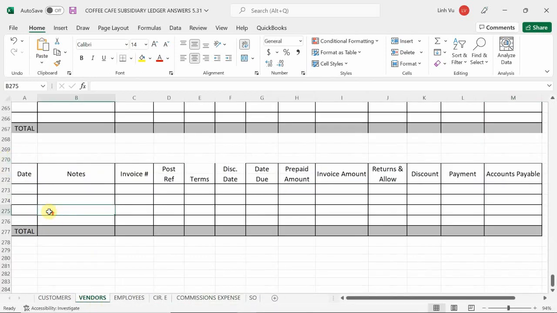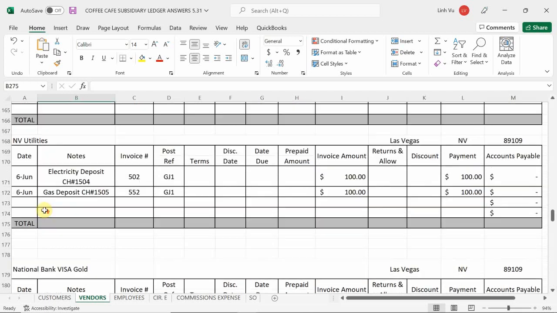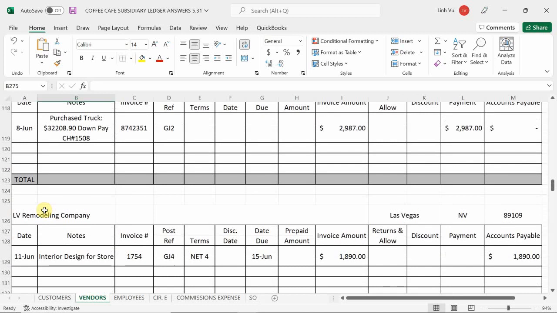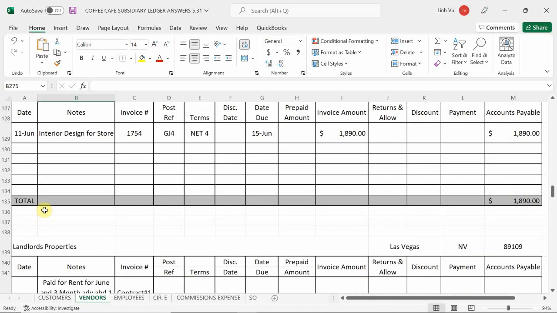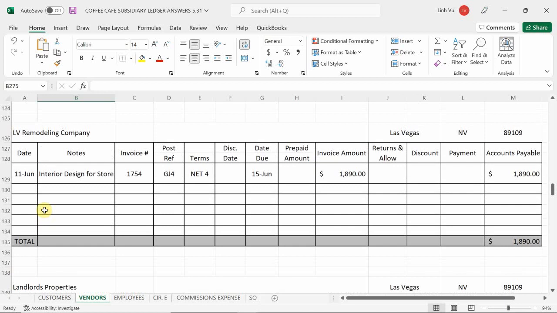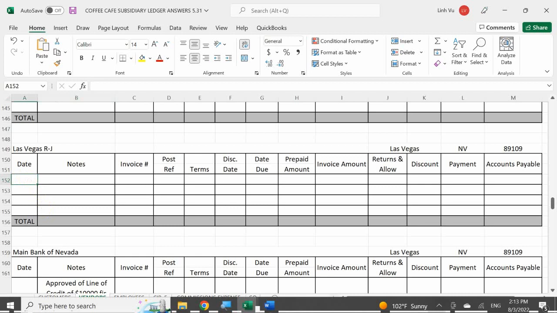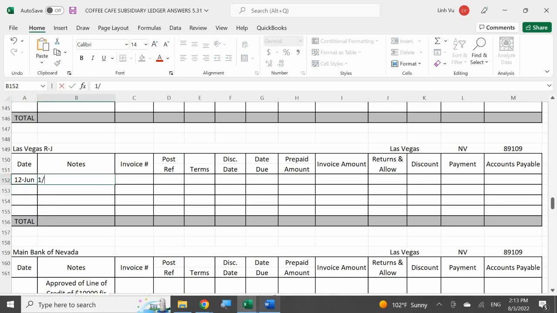So we're going to go to Las Vegas Register. Oh, it should be under LV remodeling. Here we go. Las Vegas RJ. So we purchased a quarter page newspaper ad to run from the 15th all the way to the 20th. Okay? And how did we pay? We paid with the Visa credit card.